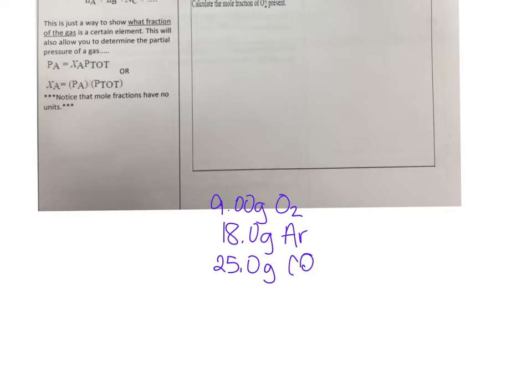Okay? All right. So you guys are just going to write down your little details, which was 9 grams of O2, because that's oxygen gas. It's diatomic, right? We have our 18 grams of argon. We have 25 grams of carbon dioxide. And then all together they exert a pressure of 2.54 atm. Okay, those are your details.